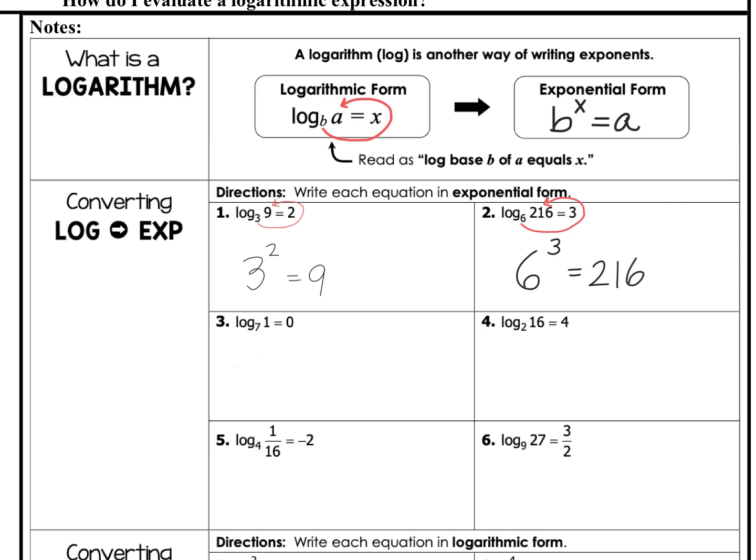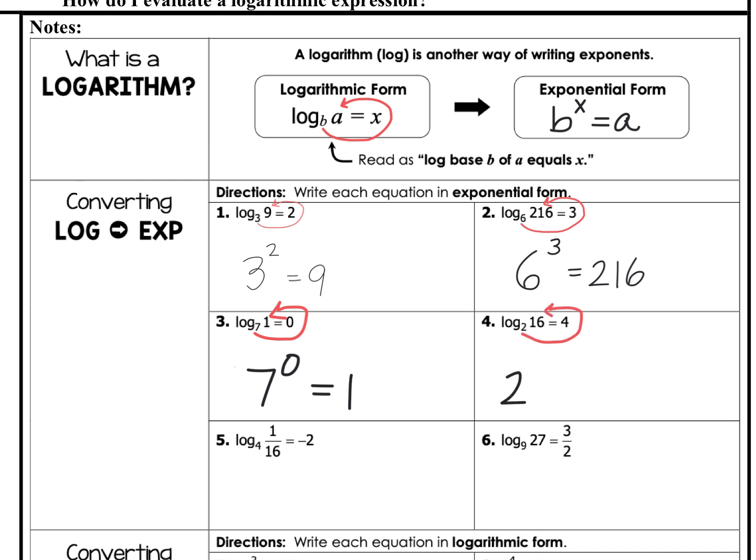This might be one you've forgotten. Anything raised to the 0 power is 1. 7 raised to the 0 power is 1. So the big number, the one it's equal to, actually ends up being your exponent. I know it's weird. Just stick with me. But it's going back and forth between two forms. It's easier to work with logarithms usually than exponential form, because the numbers are so much smaller on exponents. So we convert it to make it a little easier.